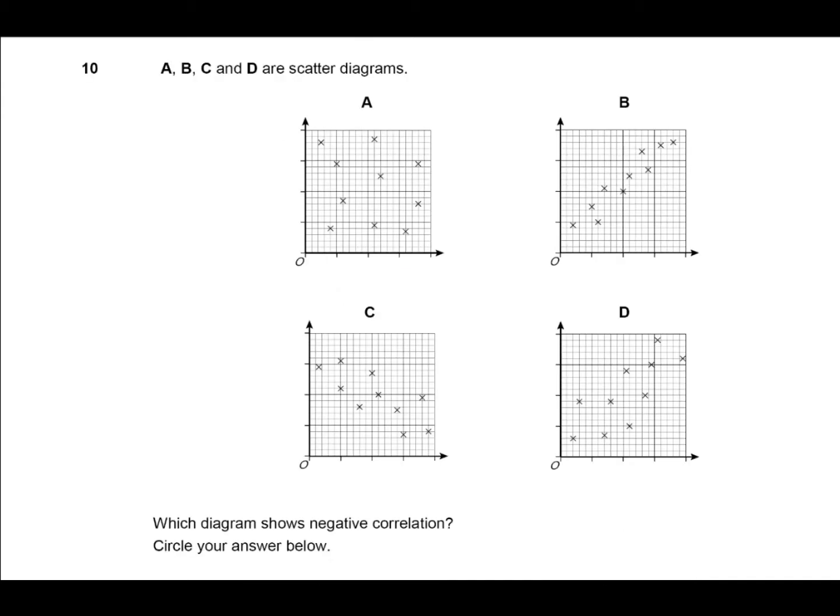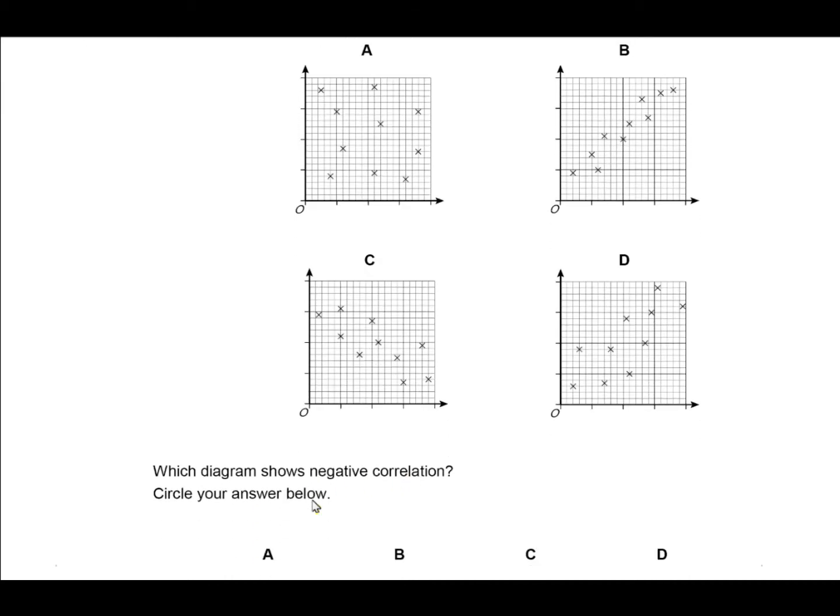Question 10. A, B, C, and D are scatter diagrams. Which diagram shows negative correlation? Circle your answer below. So looking at our diagram, there's no real correlation on A. B looks like it goes positive. C looks like it goes negative, and D is kind of weak positive. So the only one it could be is C, so we circle answer C.